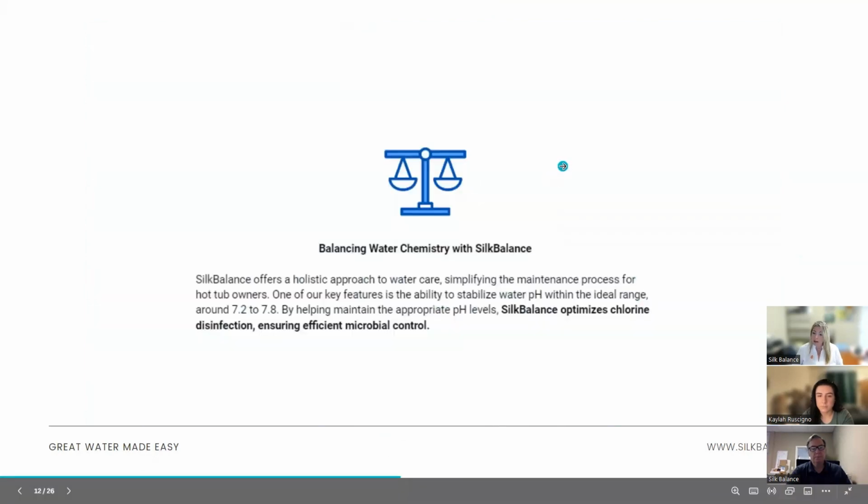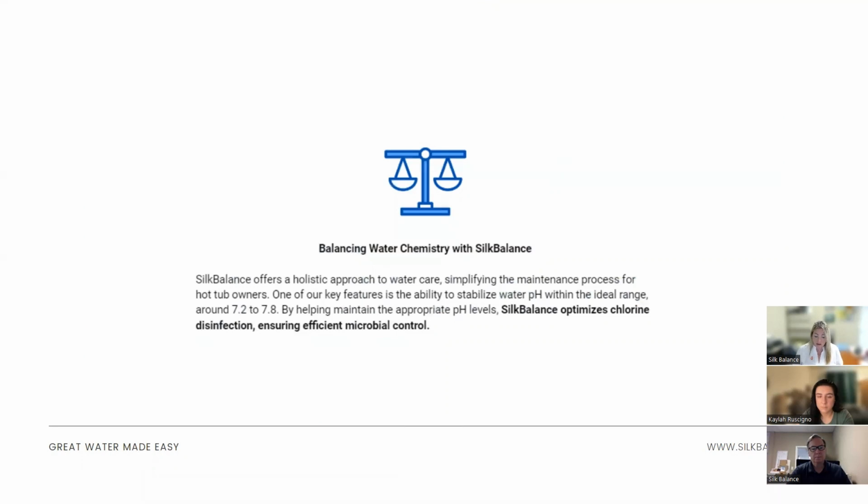So now I just want to talk a little bit about balancing water chemistry, particularly with SilkBalance water care. SilkBalance offers a holistic approach to water care, which simplifies the maintenance process for hot tub owners. One of our key features is the ability to stabilize the water pH within the ideal range, which is between 7.2, 7.6, but up to 7.8. By helping maintain these appropriate pH levels, SilkBalance will optimize the chlorine disinfection, ensuring efficient microbial control.